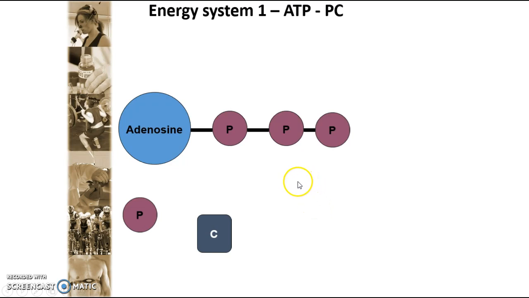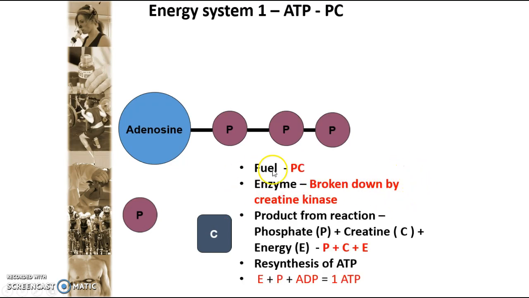So if I now put that into written terms, I think sometimes you can see it. Hopefully I've talked through it and you could see that process happening. If you're going to put that into words, the fuel that allows this to happen is phosphocreatine, or PC. We did a bit of work on that last lesson. The enzyme that breaks it down, because if you have a fuel and you want energy, an enzyme is the only thing that can break it down, is creatine kinase.